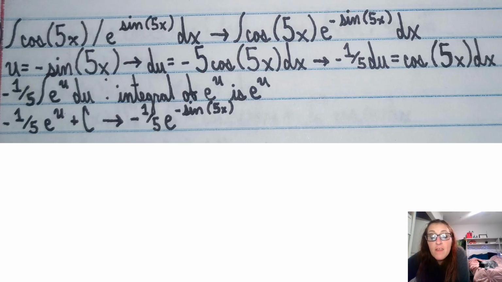Integral cosine 5x divided by e to the sine 5x dx, which goes to integral cosine 5x e to the negative sine 5x dx. Let u equal negative sine 5x, which gives us du equaling -5 cosine 5x dx, which gives us -1/5 du equals cosine 5x dx. -1/5 integral e to the u du. Integral of e to the u is e to the u. So -1/5 e to the u plus c is -1/5 e to the negative sine 5x plus c.